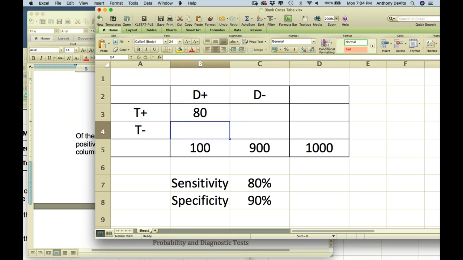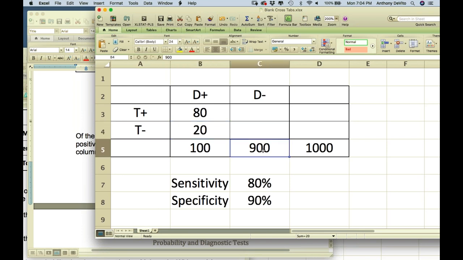So how many people does it incorrectly identify as not having the disease? 20, right? So what is that 80 called? That's the sensitivity. But what is that number? That's the true positives. What's in that cell is the people that have the disease and tested positive, true positives. How about these 20 people, what are they? Those are false positives, I'm sorry, excuse me, they're false negatives, because they tested negative, but it's wrong. So those are false negatives.